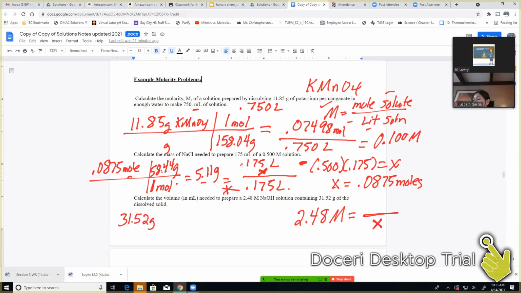So I have 31.52 grams. I need to get it to moles. So 1 mole has a mass of 40 grams. So my top number divided by 40 is 0.7880 moles. That's hopefully what y'all got. At this point, we're at 4 sig figs. We'll eventually get down to 3 sig figs because of that. So this comes up here.